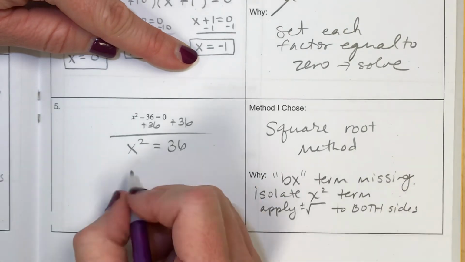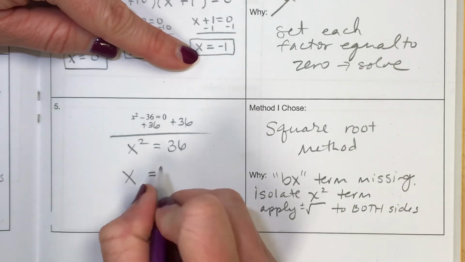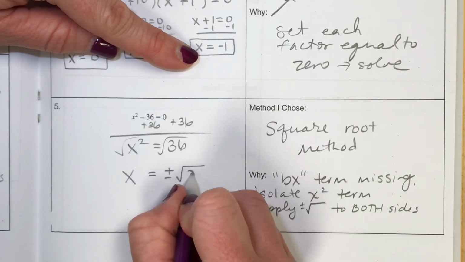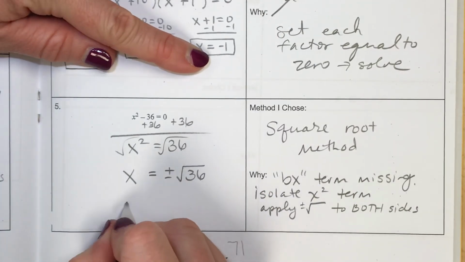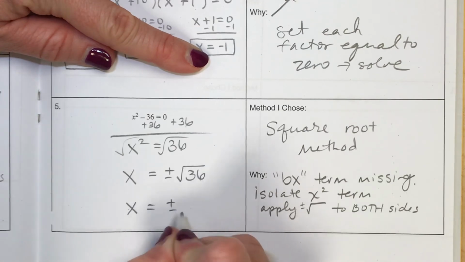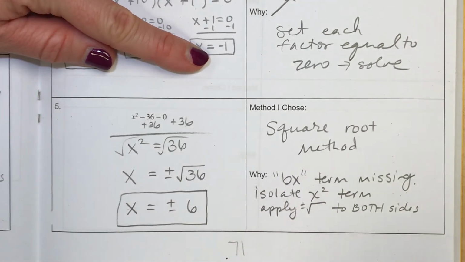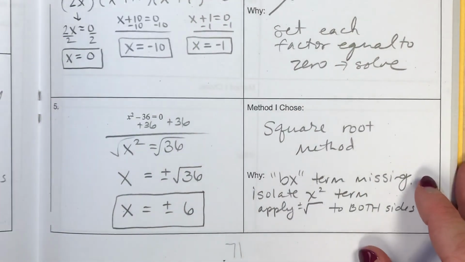So now if I apply the square root to both sides, a square root is going to undo a square. And the square root of 36, oh, I know that, it's 6. So I'm going to have two solutions, a positive 6 and a negative 6. And that's the end of this video.